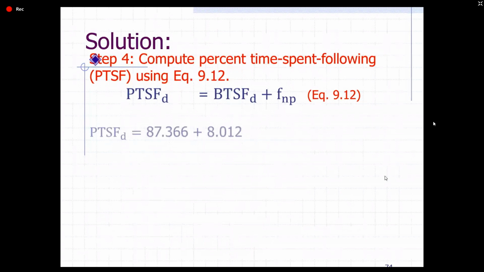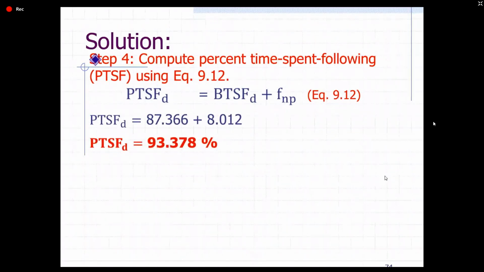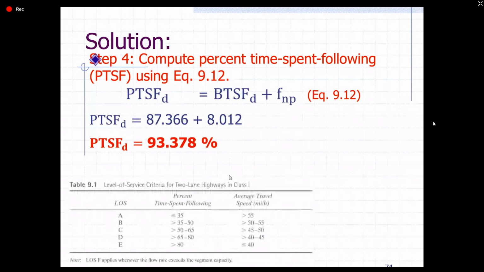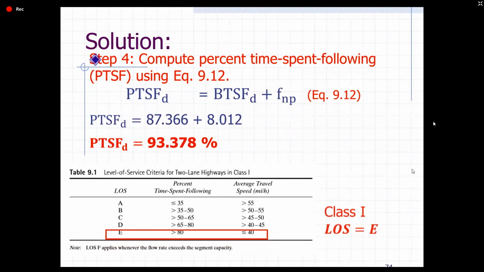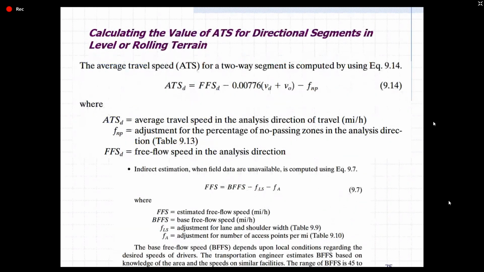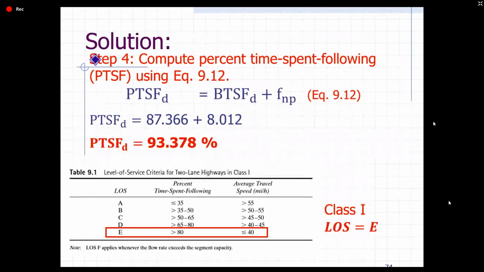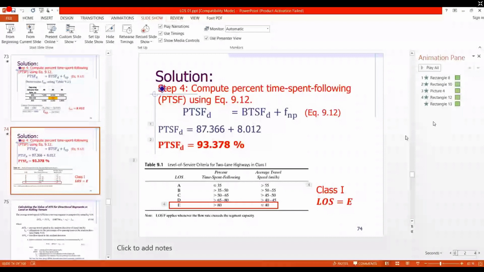Substituting your FNP, mas lumaki pa yung PTSF natin, which is 93.378%. Kapag greater than 100, this is already level of service F. Hindi na talaga gumagalaw yung kalsada natin. Okay? So, kapag class 1 highway siya, is level of service E. Pag class 2 highway siya, hindi niya pinakita. Nakalagay ata sa given natin na it is class 1 highway. Kaya yan lang yung sagot natin. Okay? So, balik ulit ako dito.